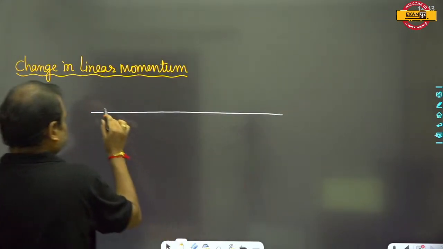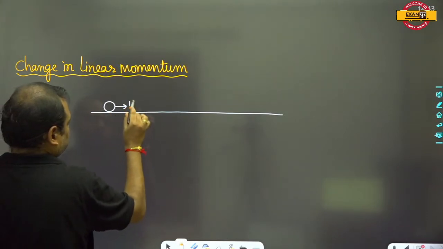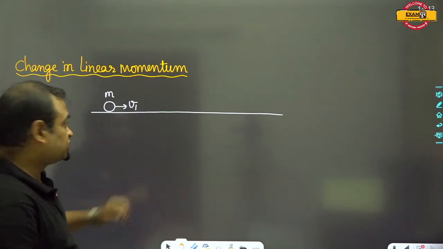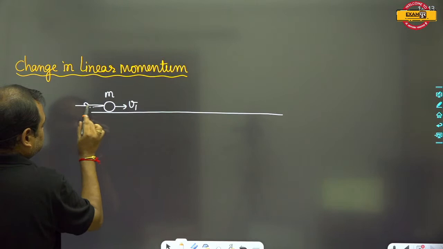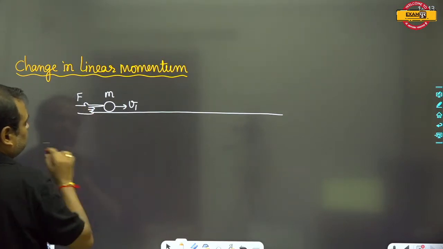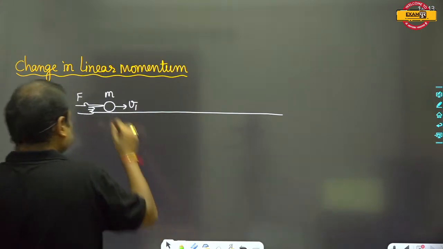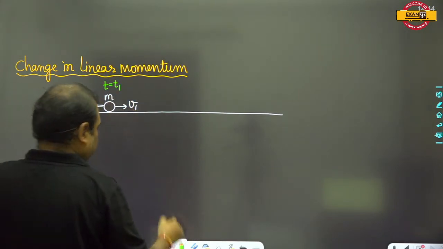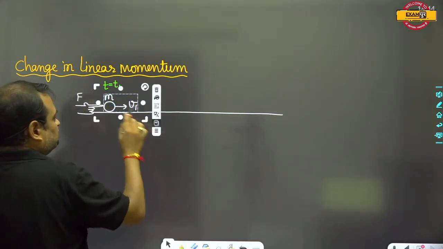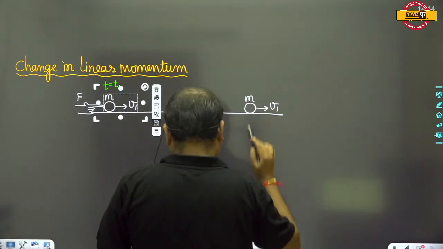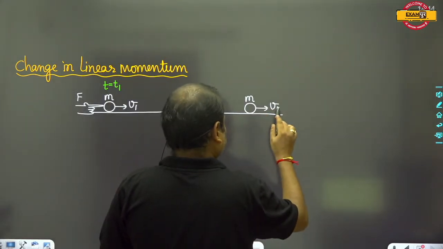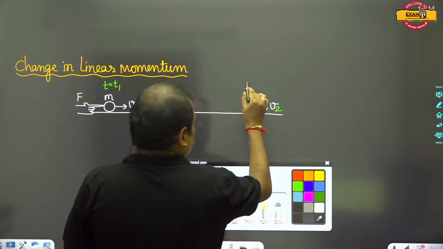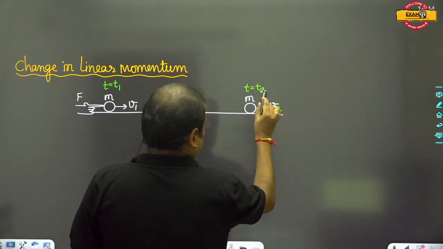Suppose that this is a floor. A ball of mass m is moving with velocity v1, and I have just applied this force. The time was t is equal to t1. After some time, I found that the velocity of this ball became v2, and the time was t is equal to t2.